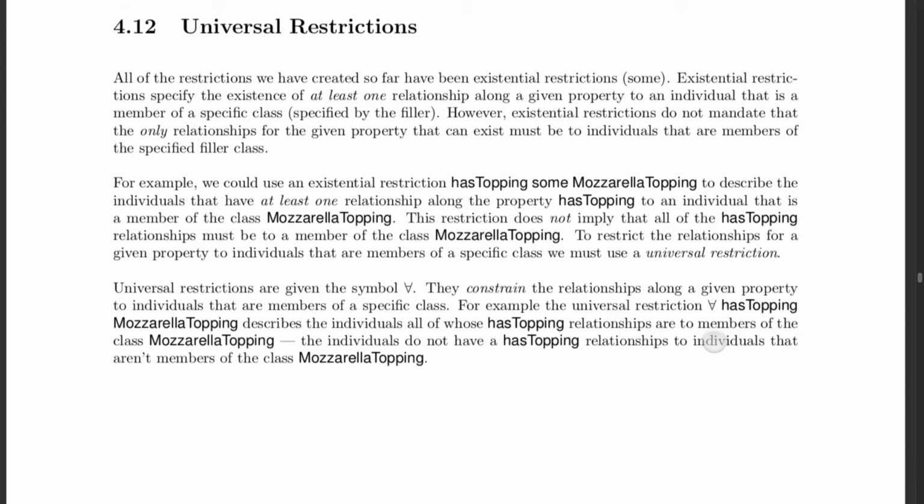Universal restrictions imply that, for instance, if there is a condition that for all has topping mozzarella topping, it means that the only toppings this particular pizza may have is mozzarella topping, and this property has topping does not participate in any other individuals or any other value types.